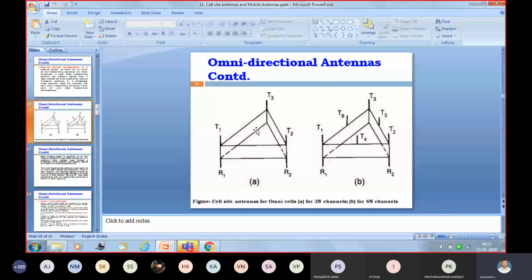Suppose the number of users increases, we have to increase the number of transmitting antennas. That is about the abnormal condition. Yes, see the second figure.